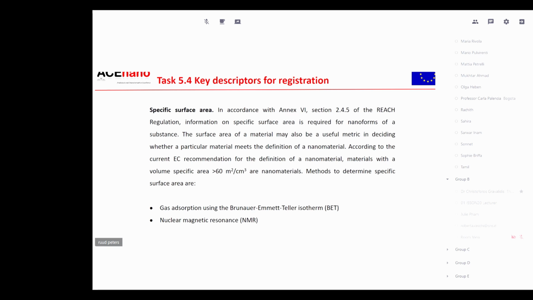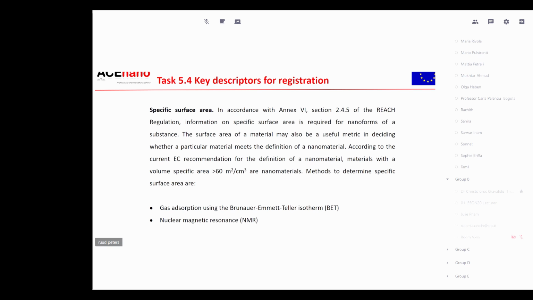And from the adsorption isotherm, you can then calculate the specific surface area. A little bit less known probably is nuclear magnetic resonance, which may also be applied here. What happens here is that it detects the differences of adsorbed and free hydrogen nuclear relaxation times after excitation by magnetism. And the ratio of the two is then being used to calculate the specific surface area. This was the last key descriptor for registration. We had four key descriptors which have to be determined here, and we now have seen the methods which can be used to do that.